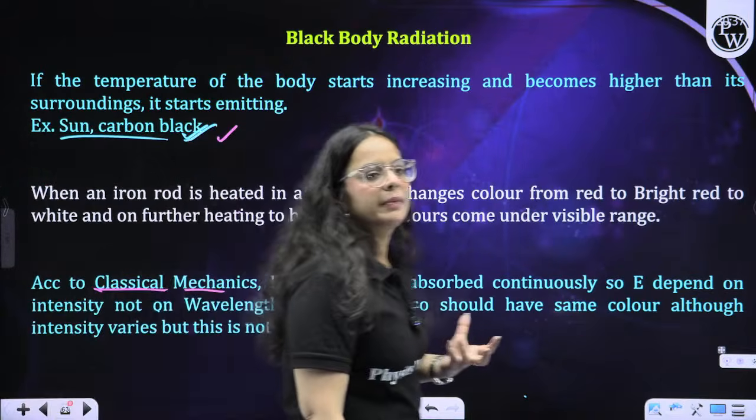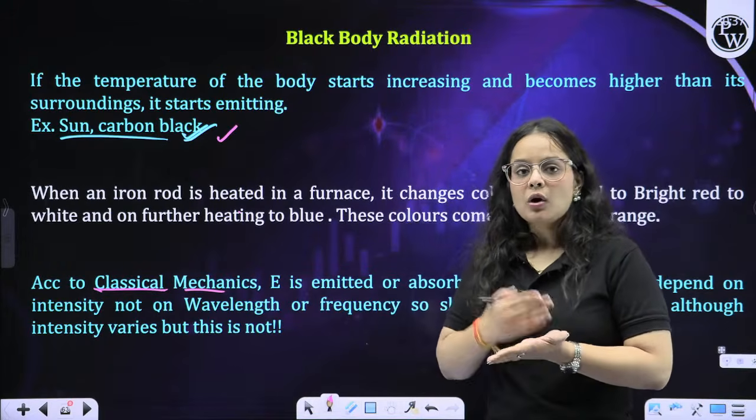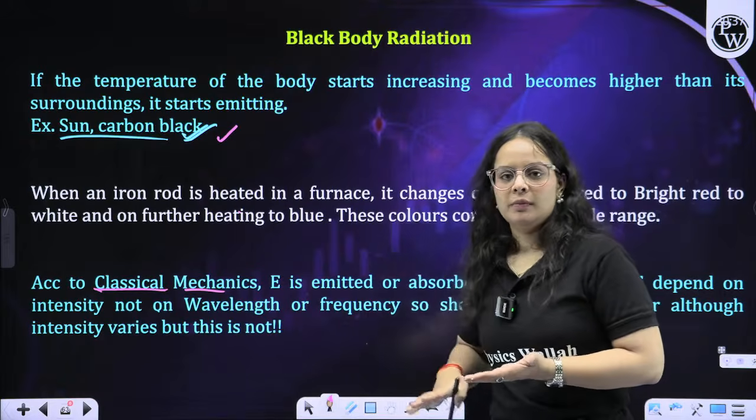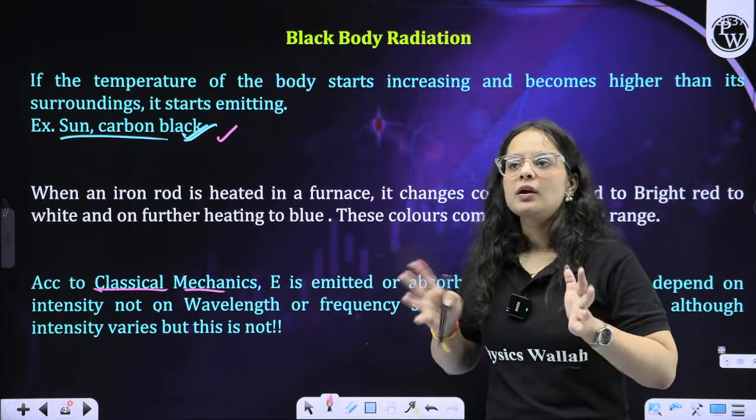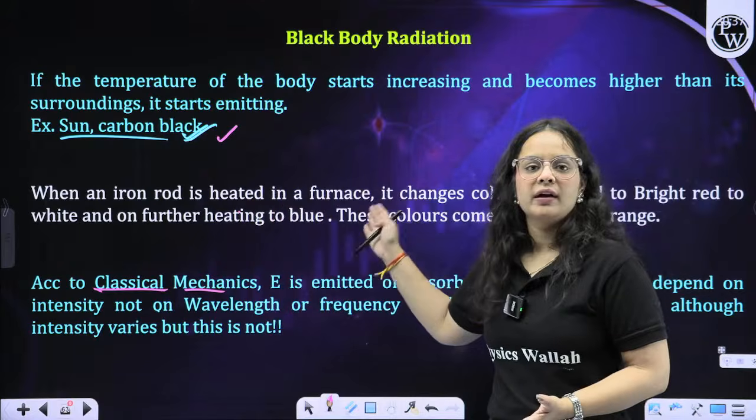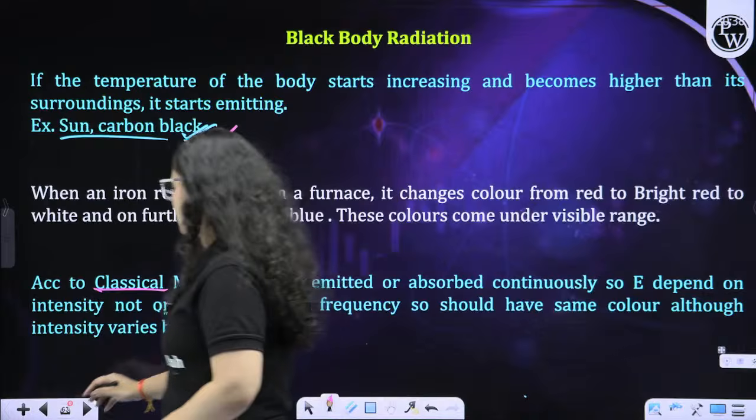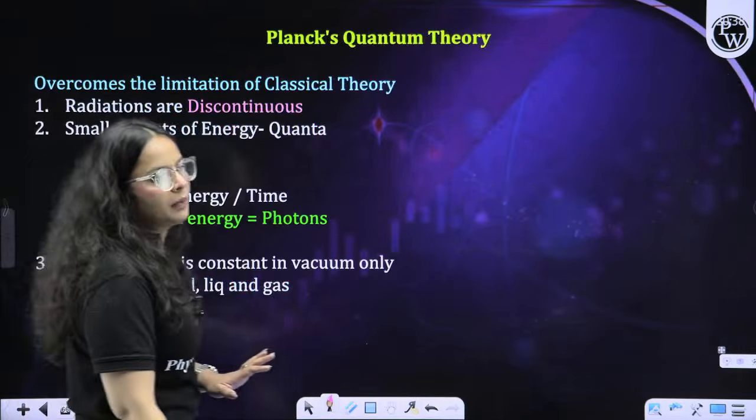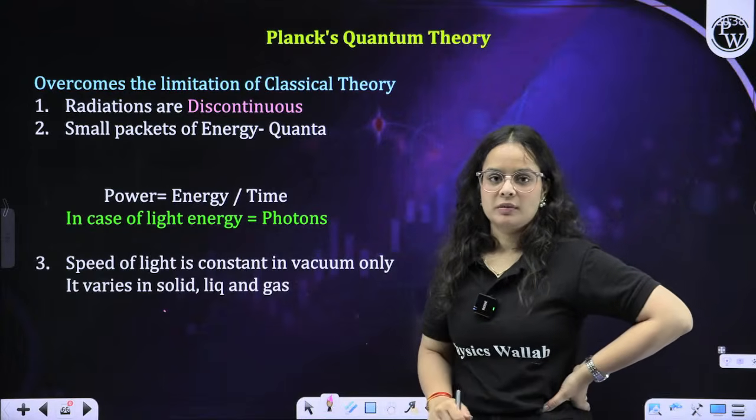It says that energy is absorbed or emitted continuously. So according to this concept, the energy depends upon intensity only, but not on wavelength or frequency. If wavelength or frequency did not change the intensity, the color would not change. But we know that the color of the iron rod is changing. So there is a limitation of classical theory. To overcome this limitation, Planck's quantum theory arises. Now we will discuss Planck's quantum theory.